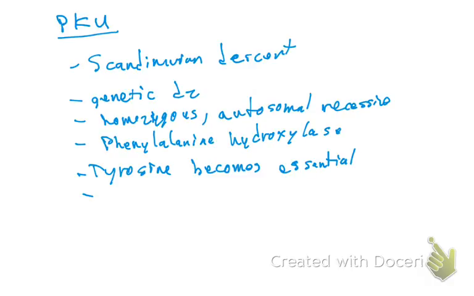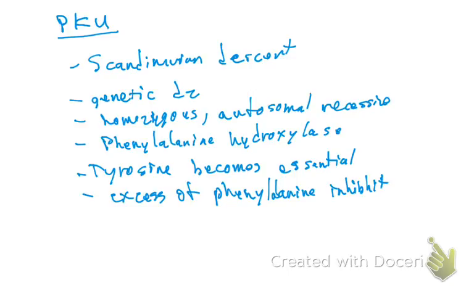so what happens? The excess of phenylalanine inhibits the action of tyrosinase.